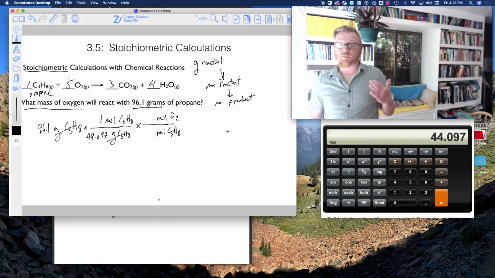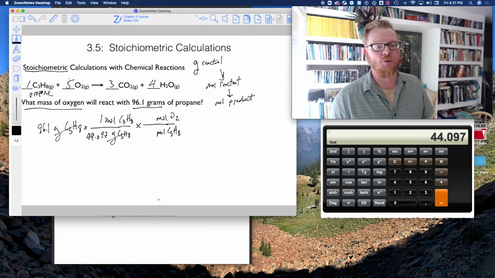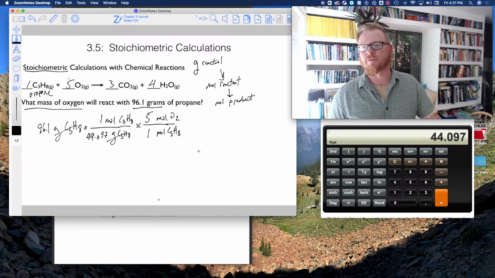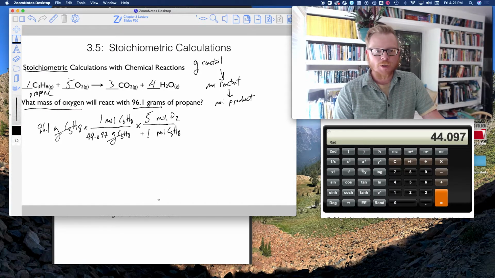Well, how do I know which number to put? Well, my balanced reaction tells me for every 1 mole of propane, it needs 5 moles of oxygen. Okay? So you can put it just as another line right there. Okay? And then now this problem is asking me what mass of oxygen. So finally I can go moles of product into mass of product, and I'm going to use the molar mass of oxygen.